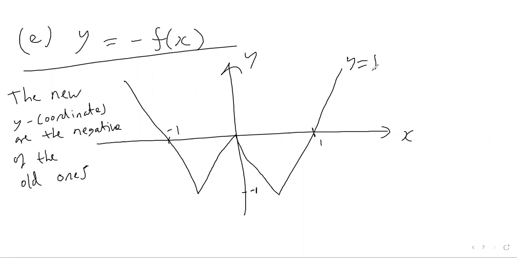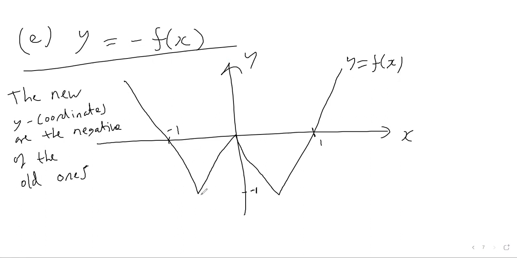Again, let's just make a note that this is our original function. So we've got the original function there. The new y coordinates are the negative ones of the old ones. So y equals negative f of x. f of x was our old y coordinate, as we can see here, but our new y coordinates are now negative. So we're taking the negative of the y coordinates. We're looking at all of these y values on our graph, and we're making them negative. We're making them the opposite sign.